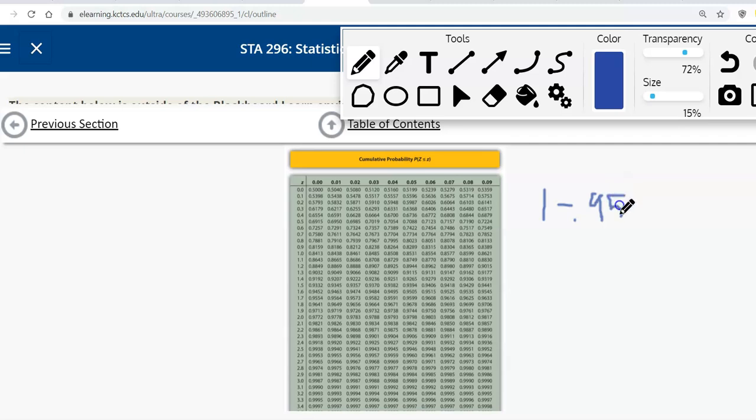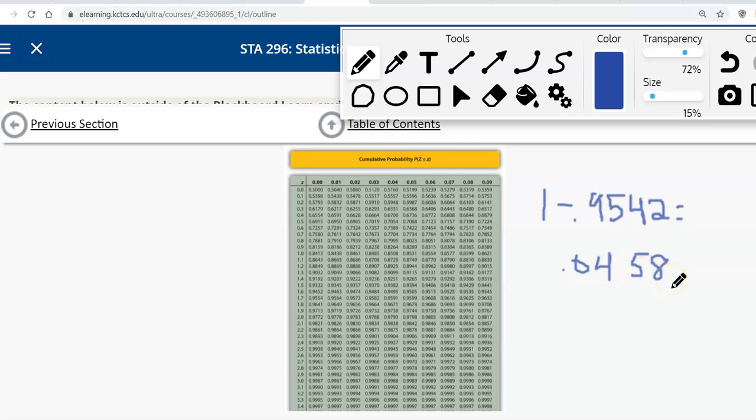and subtract it from our total area of the curve, 1, to get the probability that z is greater than 1.6. So if we stick that into our calculator, we get 0.0458. So the probability that z is greater than 1.6 is 0.0458.